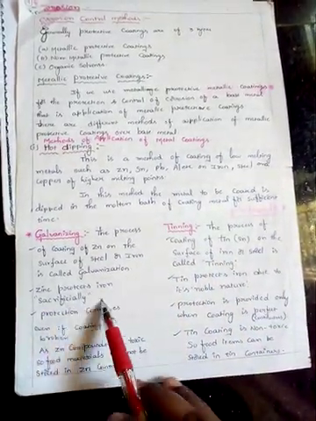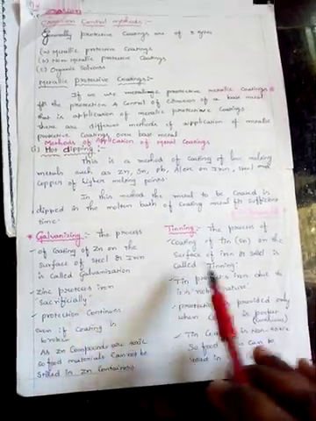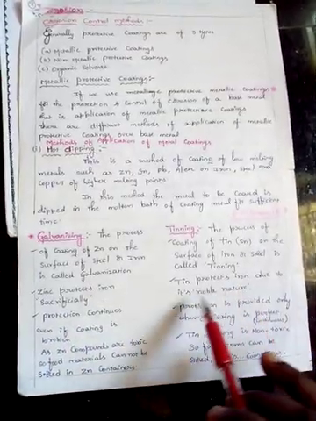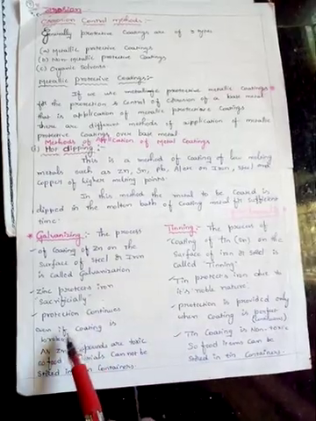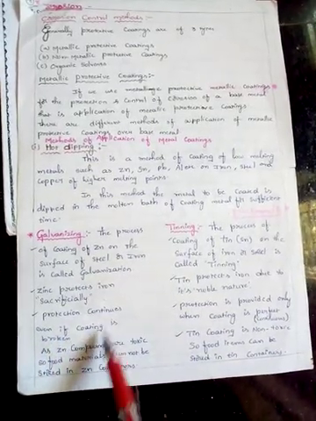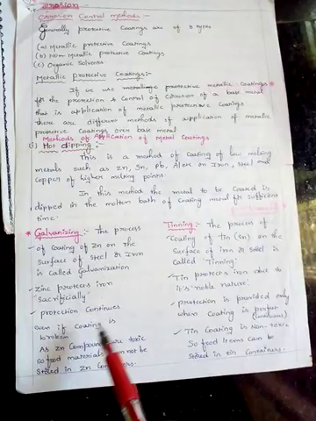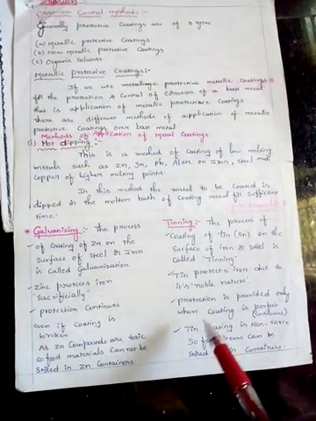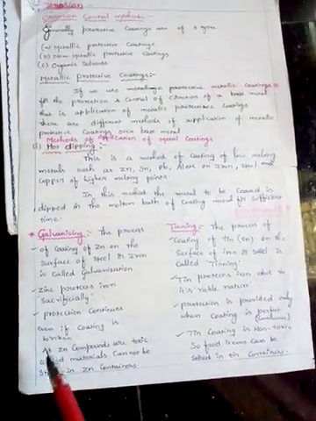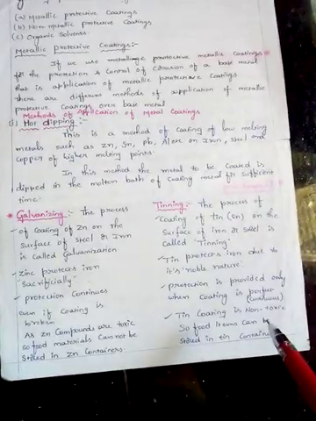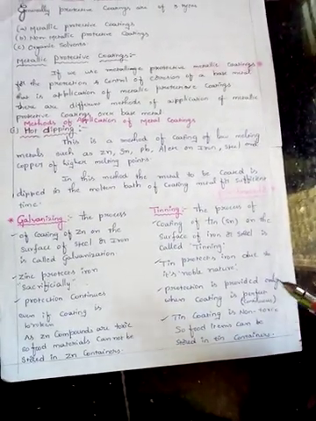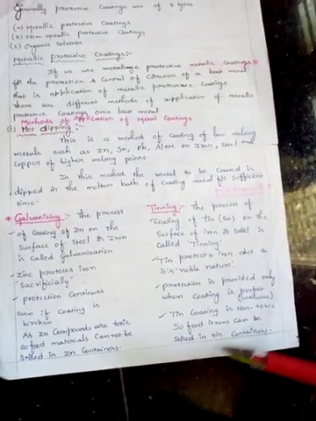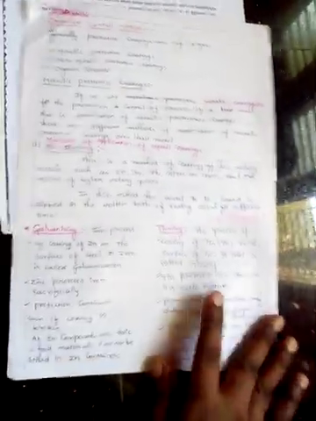Zinc protects iron sacrificially here, that means this is a cathodic pattern. Tin protects iron due to its noble nature. Protection continues even after the coating is removed or broken in the case of zinc. For tin, protection is provided only while the coating remains. As zinc compounds are toxic, food materials cannot be stored in zinc containers or zinc cans. Tin coating is non-toxic, so we can safely store food items in tin-based materials. These are the distinctions between galvanizing and tinning.